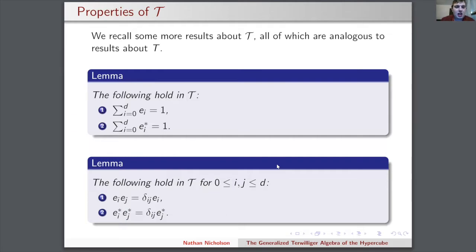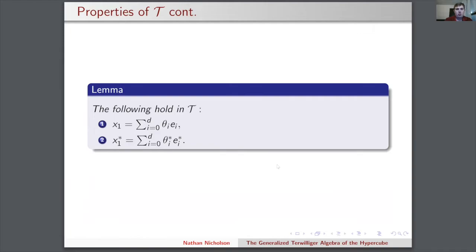We get that the EIs and the EI stars both sum to 1. We get that they're mutually orthogonal idempotents. And we have that x1 and x1 star are the same linear combination: x1 is the sum, i from 0 to D, of theta i EI, and then x1 star is the same with respect to the dual.